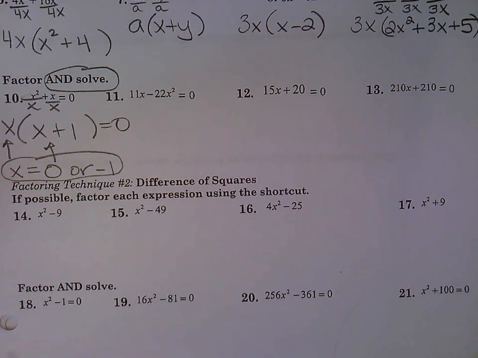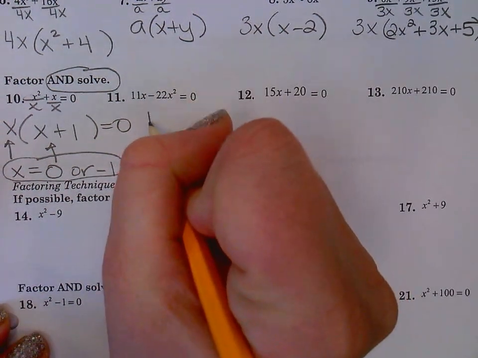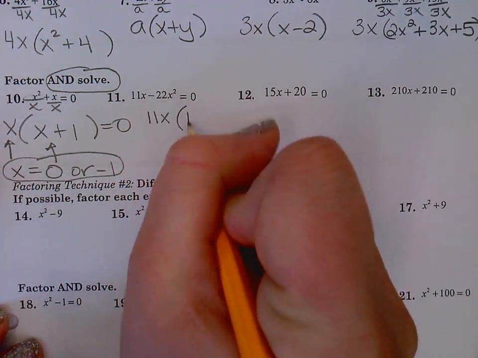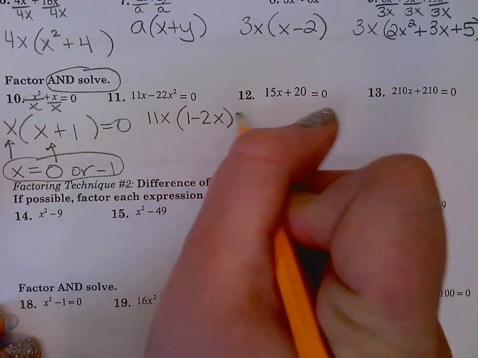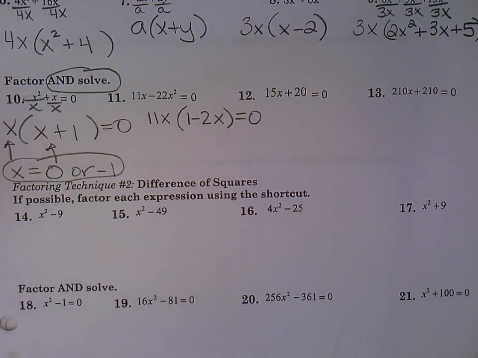11. You take out the 11x, and then you have 1 minus 2x. I saw some of you forget the 1. When you're dividing by 11x, anything divided by itself is 1. And when you're dividing by 11x, you get -2x. So if you start with a binomial, you should end up with a binomial. You're dividing the two terms. There's an end result. You're never going to end up with 0 of something when you divide.